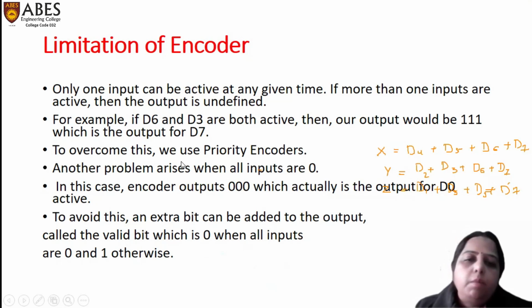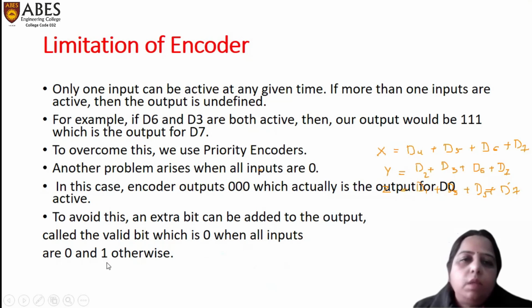And another problem arises when all the inputs are 0. We have seen that when D0 is 1, then the output is 0, 0, 0. But if all the inputs are 0, then also it will give us the output as 0, 0, 0, which actually is the output for D0. Therefore, to avoid this, an extra bit can be added to the output, and this is called the valid bit or the valid input, which is 0 when all the inputs are 0 and 1 otherwise.